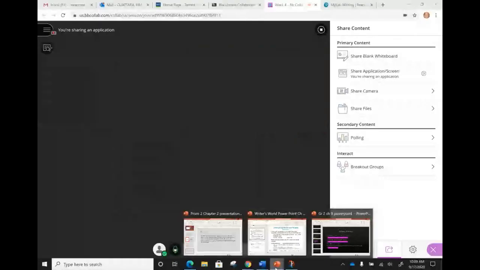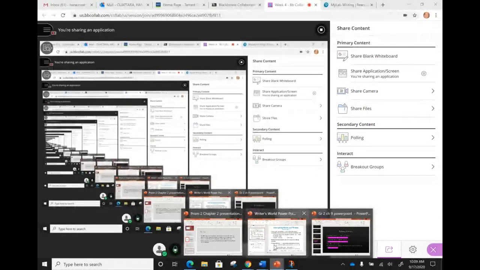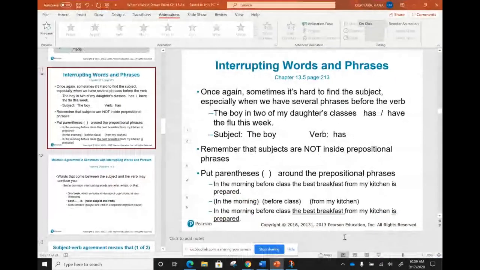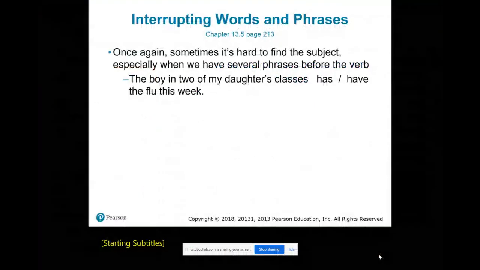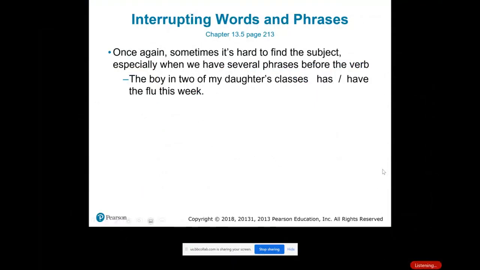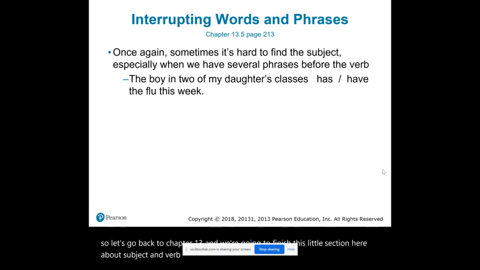All right, so let's talk about our topic of the day, which is the interrupting words and phrases. So let's go back to chapter 13, and we're going to finish this little section here about subject and verb agreement. We're going to look at a couple more challenging things. Page 213. Page 213 in chapter 13.